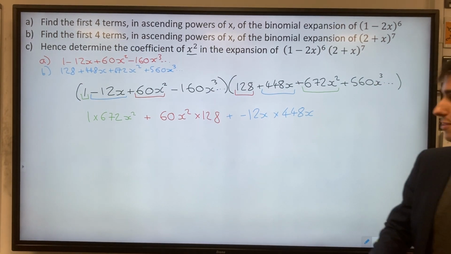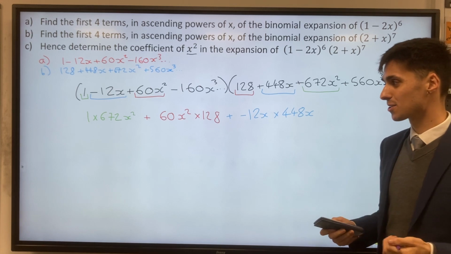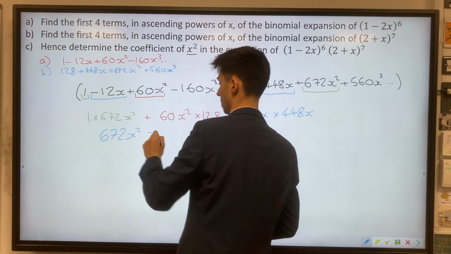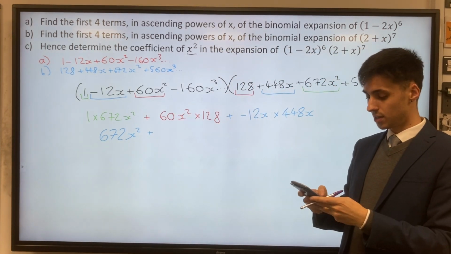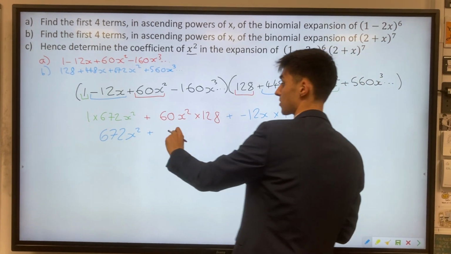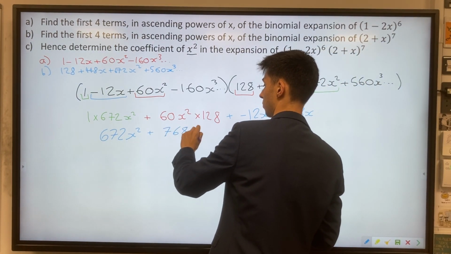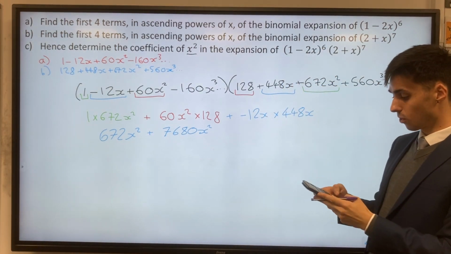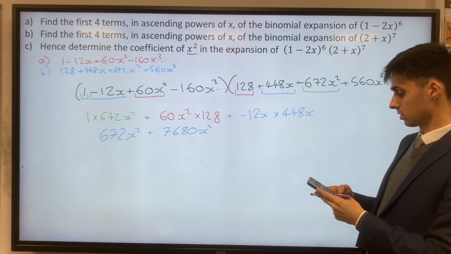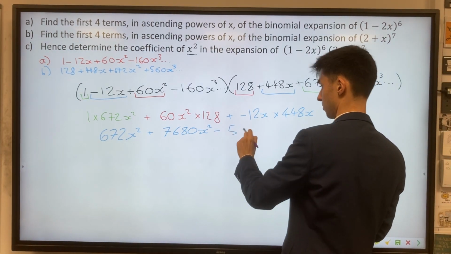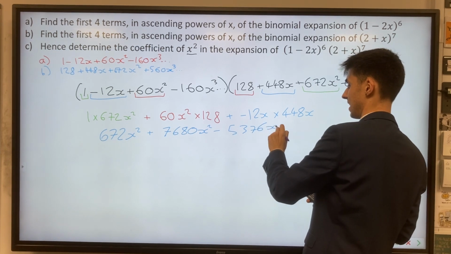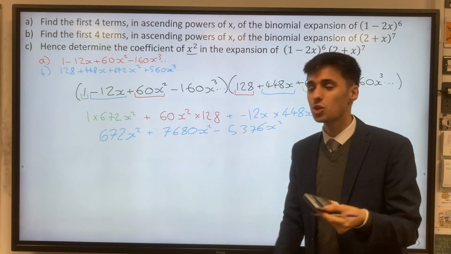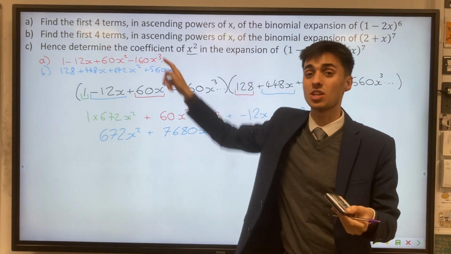I do need my calculator for this. So we've got for our x squareds, we've got 672 plus 60 times 128, which is 7,680. And lastly, we've got minus 12 times 448. So that's minus 5,376x squared. And actually in this question, the x squareds at the end aren't going to do anything. We're just worried about the coefficient, that's the number in front.